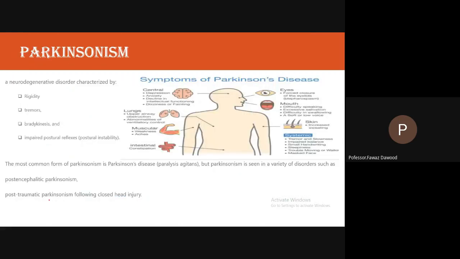Another type is Parkinson's disease. Parkinson's disease can be diagnosed clinically. Here the patient is complaining from mask face, as we talked about in the first lectures, facial characteristic features, and he is complaining from tremor, rigidity, bradykinesia, and impaired postural reflex. In Parkinson's disease, any area could be affected: the eye, the mouth, the skin, the muscles, and so on.